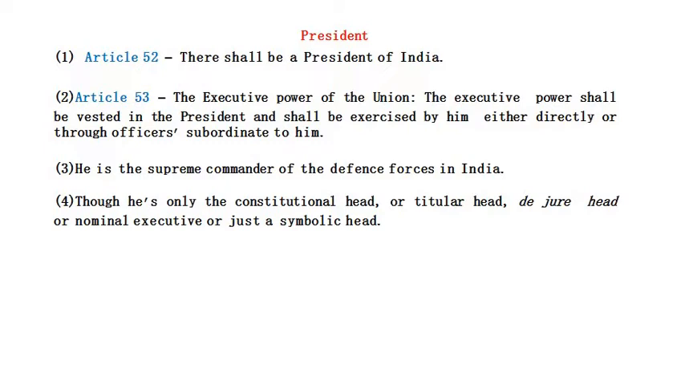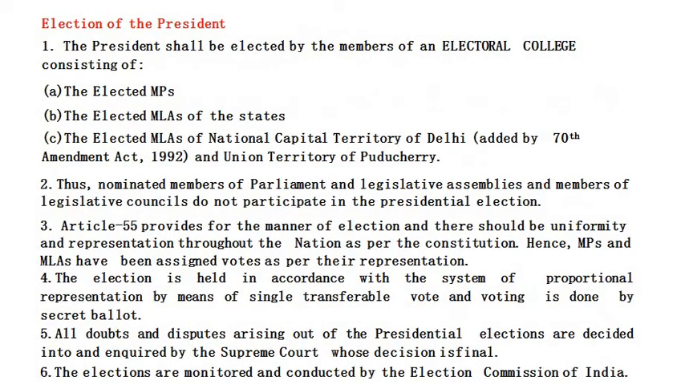We all know that. Though he is only the constitutional head or titular head, de jure head, nominal executive or just a symbolic head. That means in India we have the President, Vice President, and the Prime Minister type of government, but the President is the nominal head or the constitutional head of the country, while the actual governing of the country is done by the Prime Minister. Then comes the election of the President, how the President is elected.